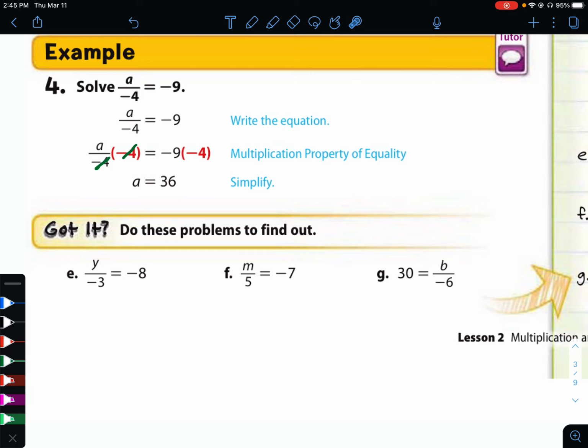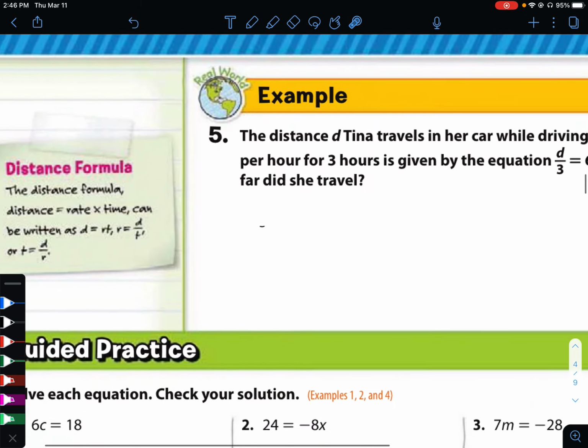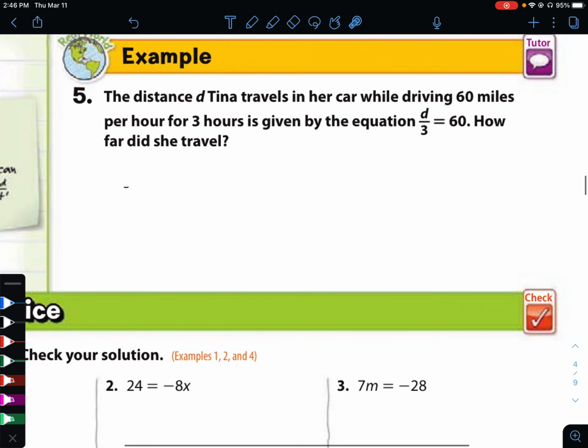Let's see if you understand example number 4. Finally, example number 5 is our word problem. The distance D Tina travels in her car while driving 60 miles per hour for 3 hours is given by the equation D over 3 equals 60. Okay, how far did she travel?